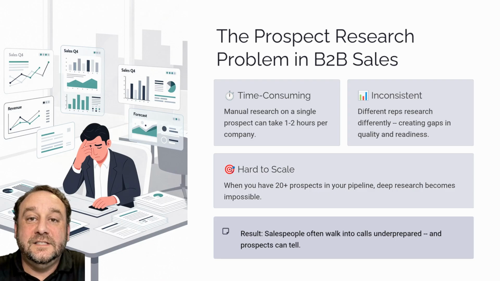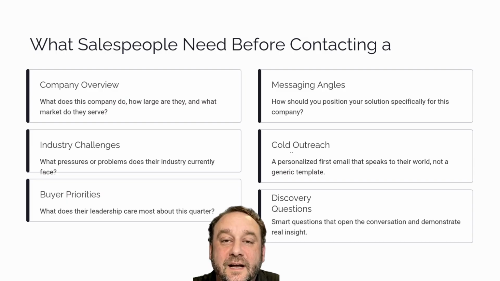An AI assistant can dramatically simplify this process. Instead of manually gathering information, the assistant can generate a structured prospect brief within seconds. When preparing to contact a prospect, a salesperson typically wants to understand several key things. First, they need a basic overview of the company. What does the company do, and what market does it serve?